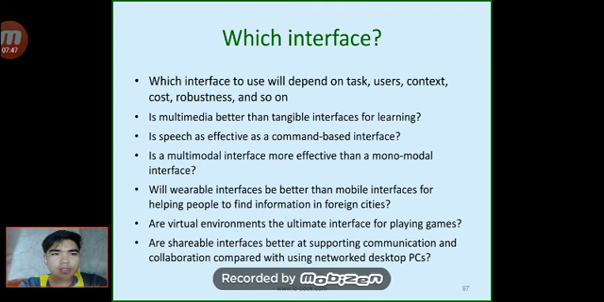Are shareable interfaces better at supporting communication and collaboration compared with using networked desktop PCs?